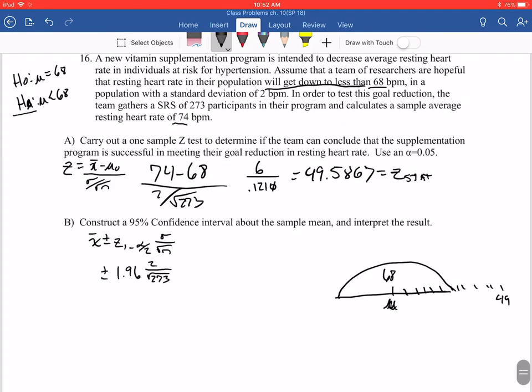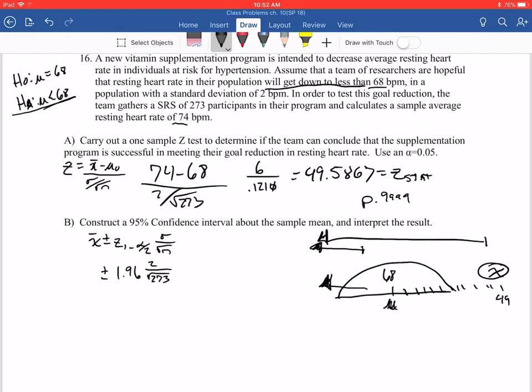Then for our alternative hypothesis, over here, we're looking at everything under 68 beats per minute. So we're over here, and we're looking for anything under 68. When you go to the back of the book, your p-value is actually going to be 0.9999, because remember, the p-value tells you from that point and everything less than. And that's exactly what we're looking for: anything at a point and less than.